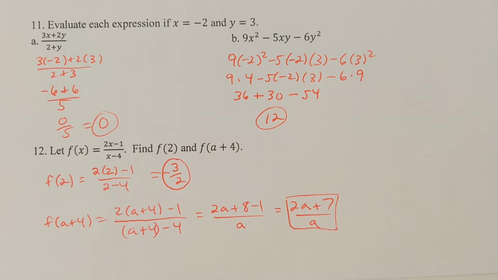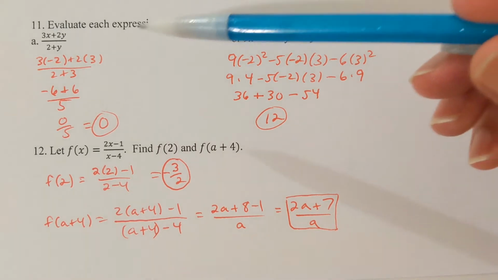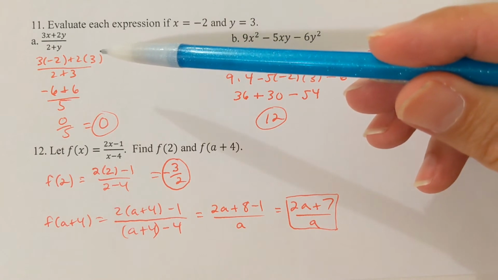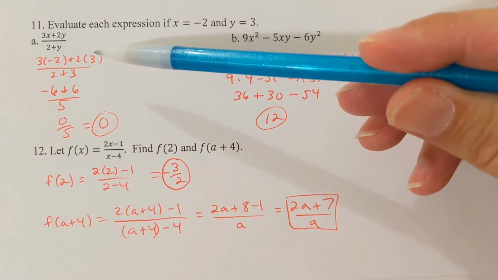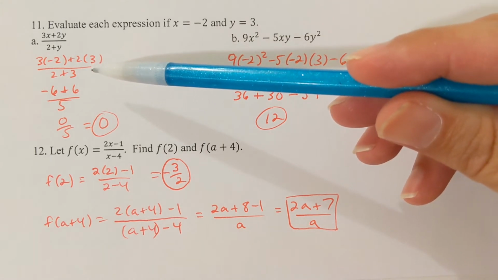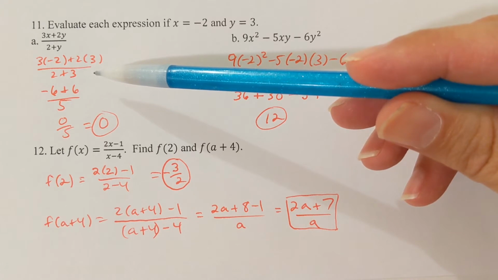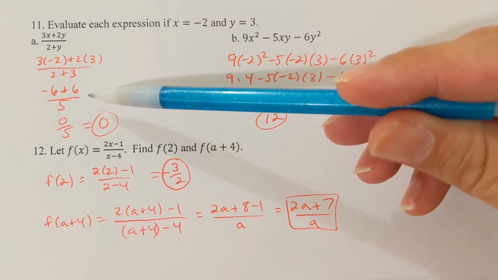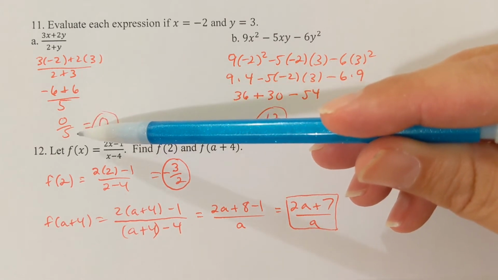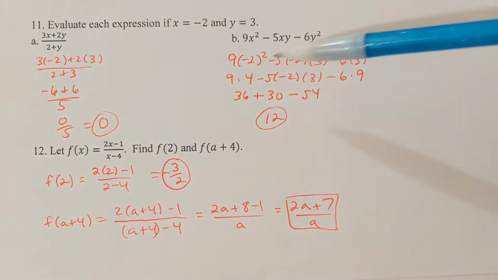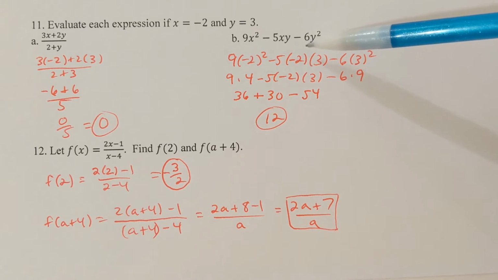Evaluate each expression if x equals -2 and y equals 3. So (3x + 2y)/(2 + y). Well, let's see here. So (3 times -2 + 2 times 3)/(2 + 3). 2 plus 3 is 5. -6 plus 6 is 0. 0 over 5 is 0 for A.